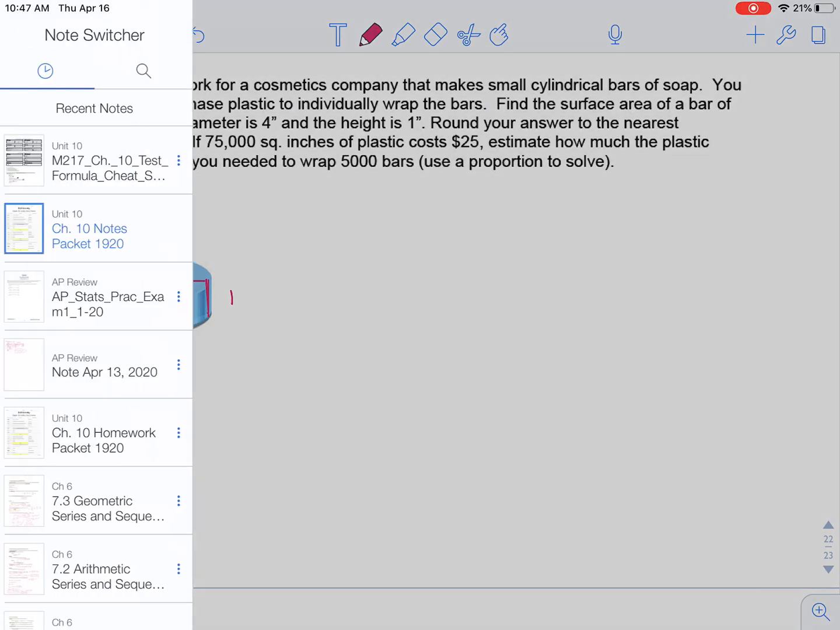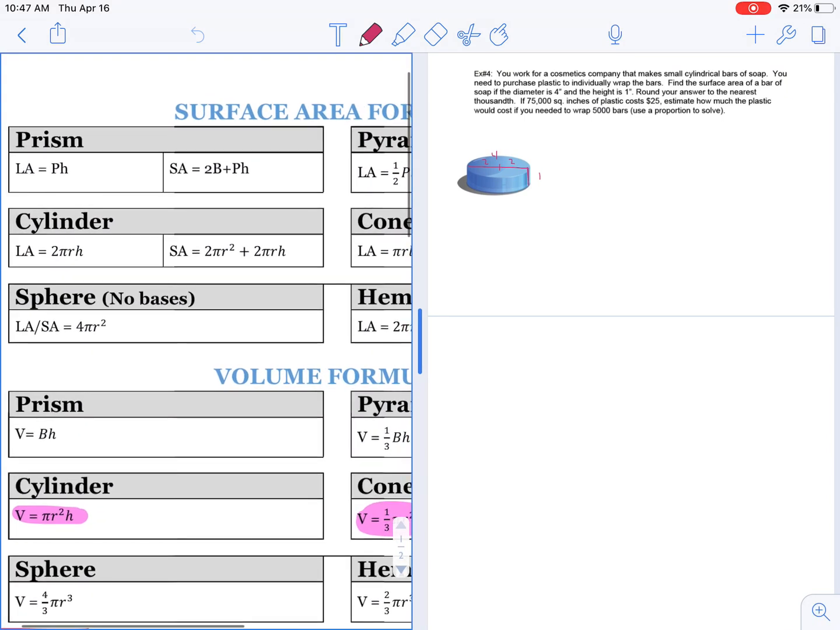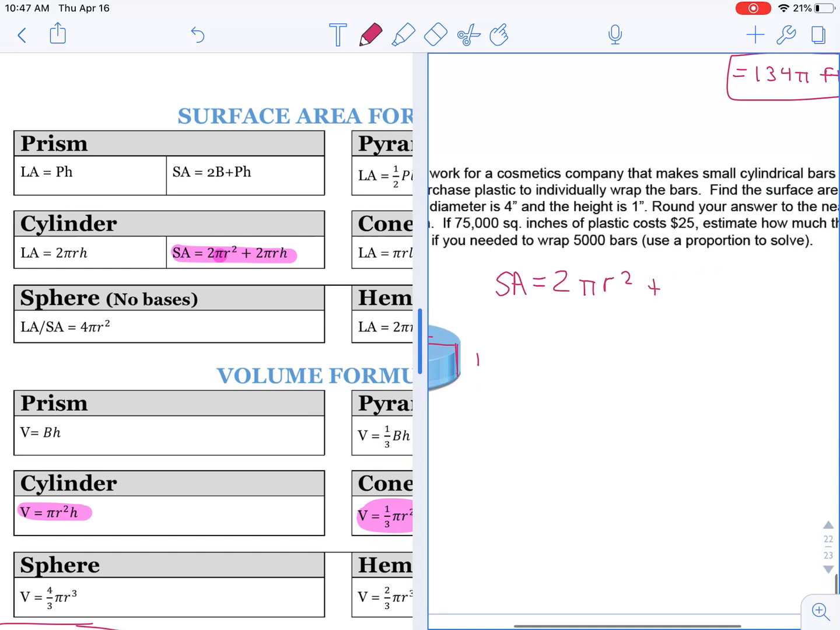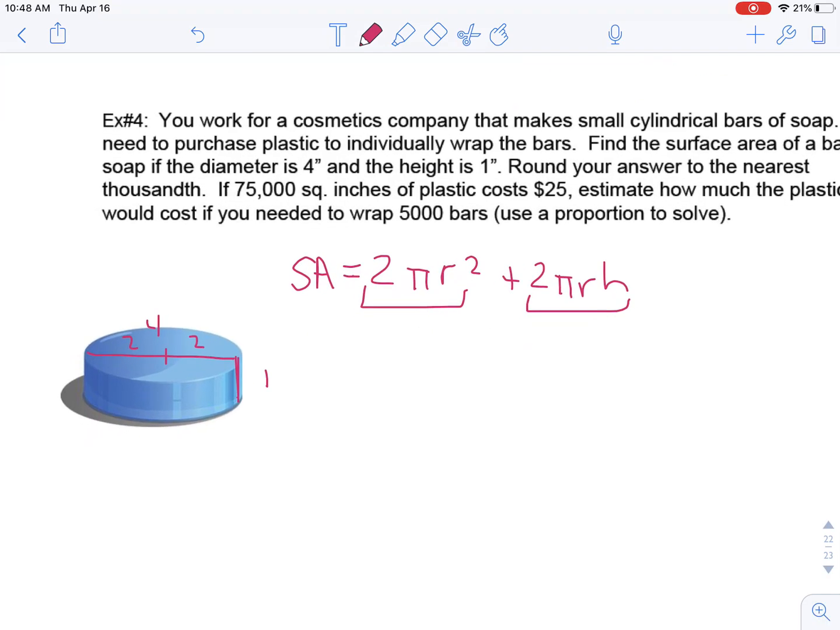So we're talking about wrapping it. So we're going to be talking about surface area. And if we need to, you can pull back out your formula sheet. Look at the surface area for a cylinder. We see is 2 pi r squared plus 2 pi rh. So we'll come back to our other side over here. We'll copy that over. 2 pi r squared plus 2 pi rh, which is the height. So again, we're finding 2 bases, and then this is your lateral area going around it.